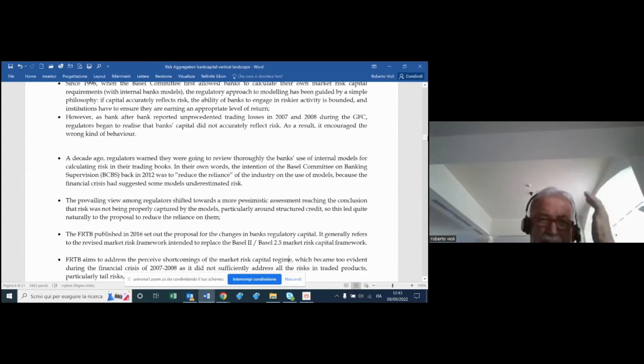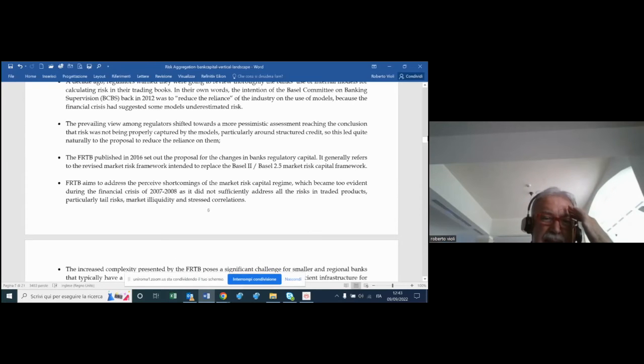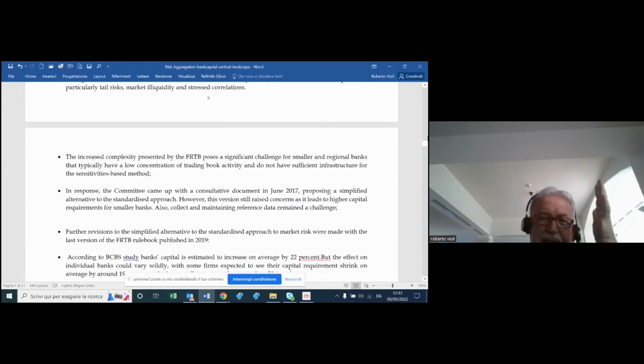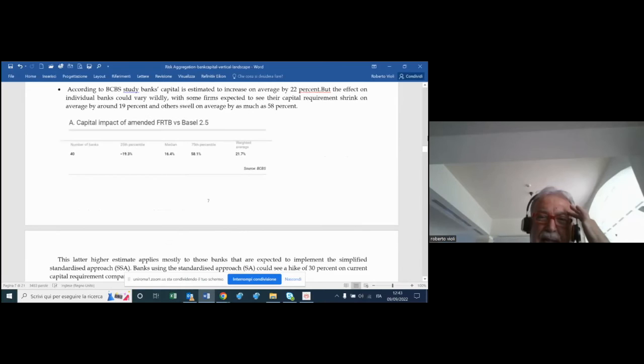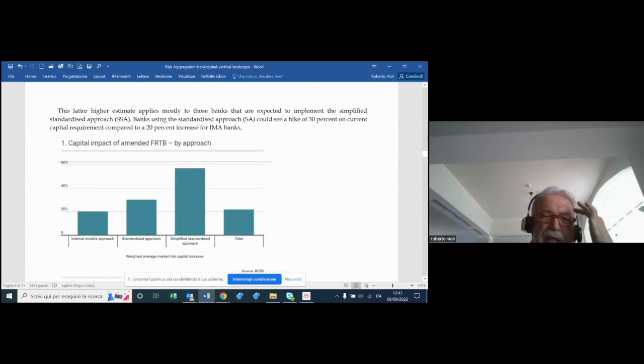Now, I'm not going to dwell on this, just to remind that again, there are also interactions between the internal model and the standardized model. So there are two different animals, if you like, but still with some connections that the regulator has kept. Here I have two tables which summarize what I was just saying about the impact. So the simplified standardized approach will have a very big impact that I've already mentioned, 58%, while the internal model would just be 20% in terms of capital increase.